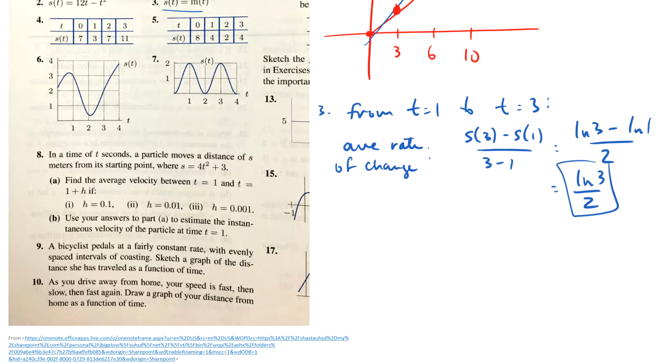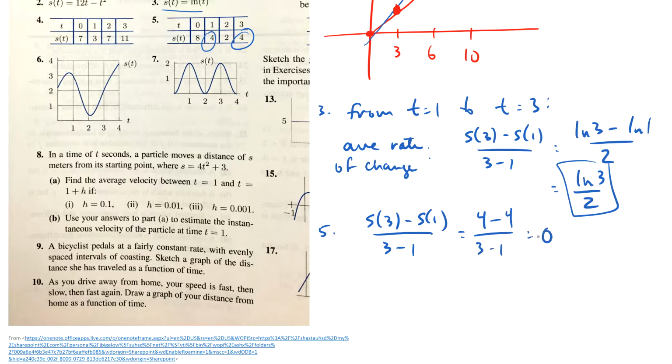Okay, number 5. Same thing from 1 to 3. So it'll be s of 3 minus s of 1. This is really great notation. So s of 3 is 4. s of 1 is 4 over 3 minus 1, which is, of course, 0. So even though it's moving, the average rate of change is 0.